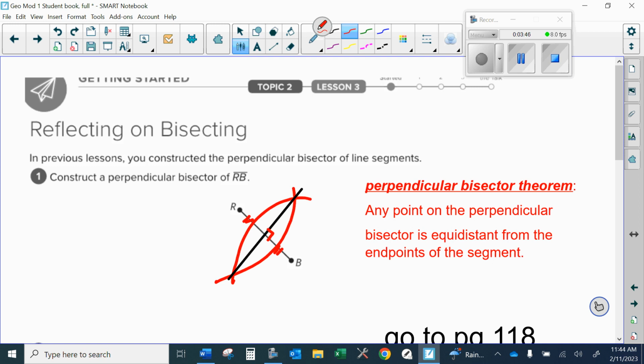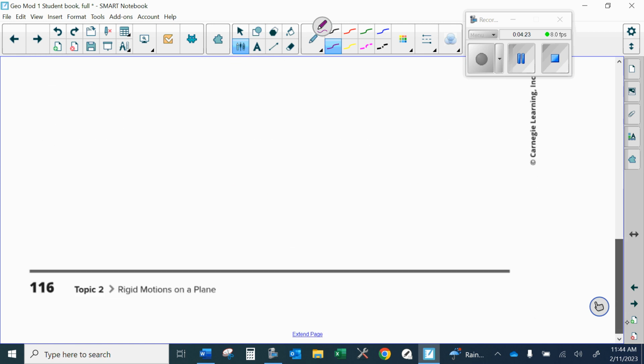Okay, so now what does that mean? First off, you're going to see something like that with the arcs on there without the line being drawn through it, just the arcs, and they're going to ask what was constructed here, and you have to be able to say perpendicular bisector. So what does the perpendicular bisector theorem mean? Any point on this perpendicular bisector, such as that point right there, is equidistant from the endpoints of the segment. So that distance equals that distance. We'll do one more. Let's say I pick this point right here. Same distance from that endpoint to that endpoint, same distance. That's what the perpendicular bisector theorem says. All right, now go to page 118.